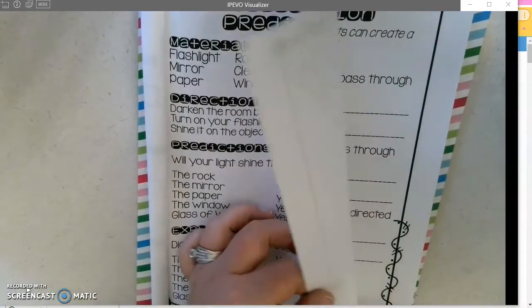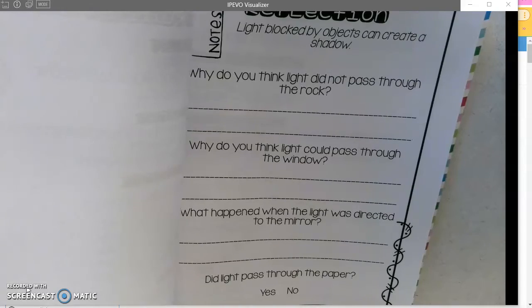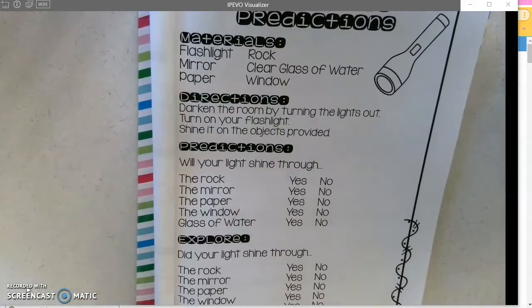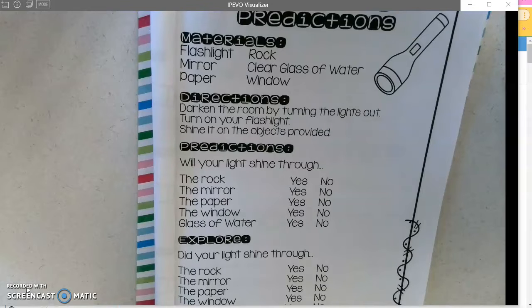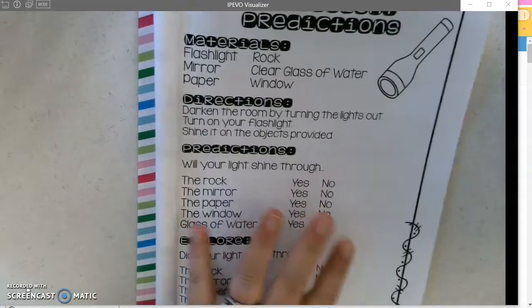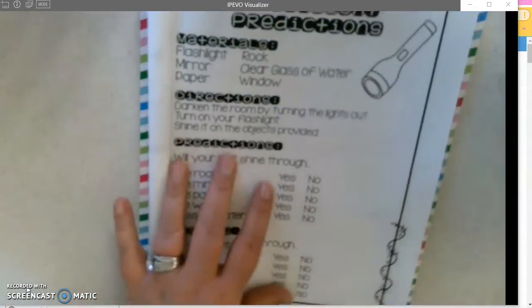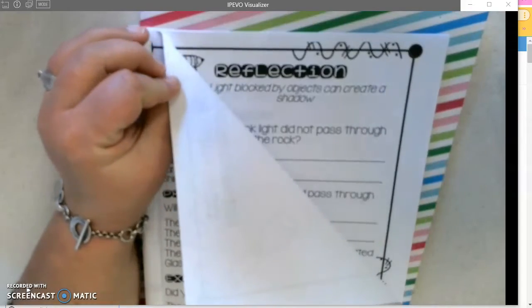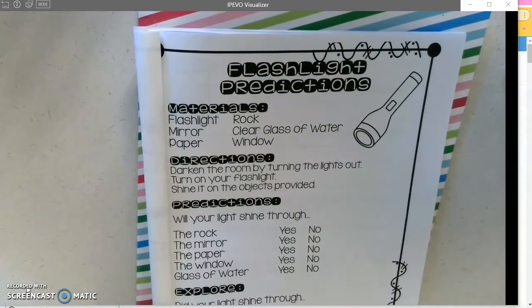After your experiment, there are some questions on the next page that I would like you to answer. I'm not going to read them because they talk about some of the things that you will observe during your experiment, but I want you to observe them first. So do your experiment and then turn one more page and it says reflection. Oh, you couldn't even see it. It says reflection up at the top. And that is the reflection questions for the flashlight experiment.